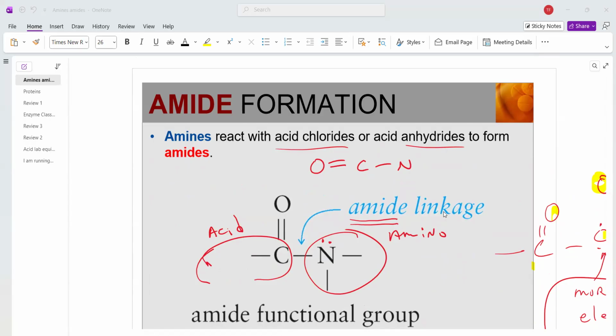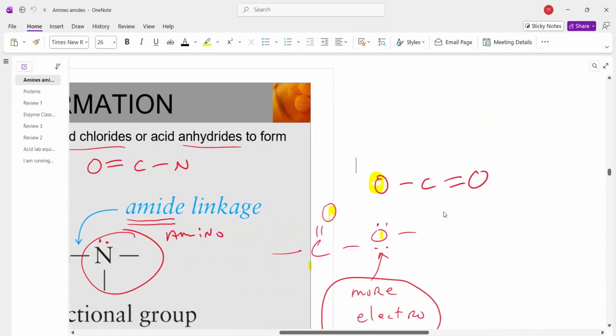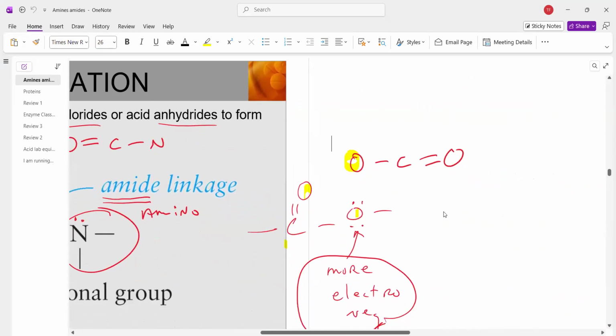Esters, as you remember from your last test, is a combination of an alcohol and an acid. Very similarly, amides are a combination of an amine and an acid, except they're not as stable.